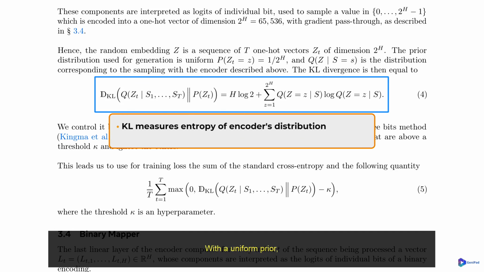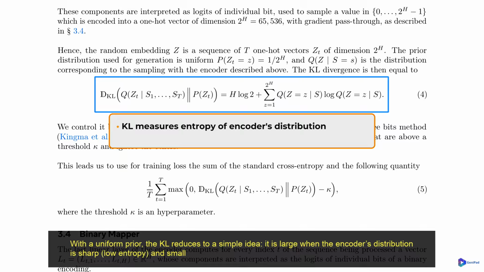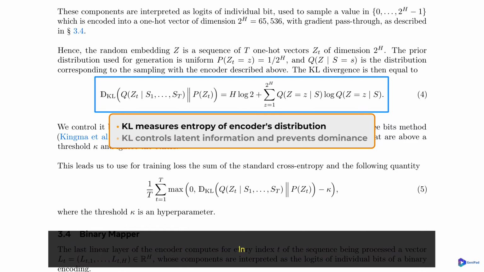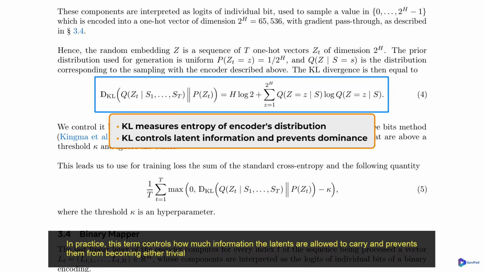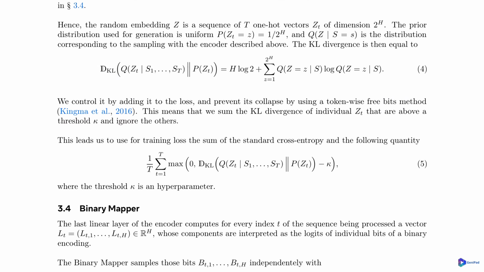With a uniform prior, the KL reduces to a simple idea. It is large when the encoder's distribution is sharp, low entropy, and small when it spreads mass more evenly, high entropy. In practice, this term controls how much information the latents are allowed to carry and prevents them from becoming either trivial or overly dominant.